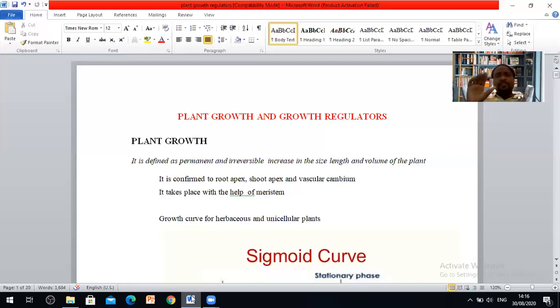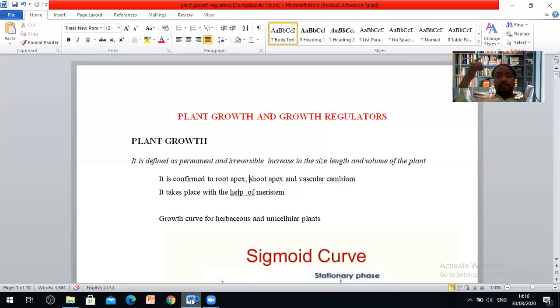Now, there are three main regions in the plant where growth is confined: the shoot apex, the root apex, and the vascular cambium. We know that the root apex is present at the tip of the root, the shoot apex at the tip of the shoot, and then the cambium. In all these three regions, there exists a particular tissue involved in cell division. It is continuously dividing, and that dividing tissue is what we call a meristem.